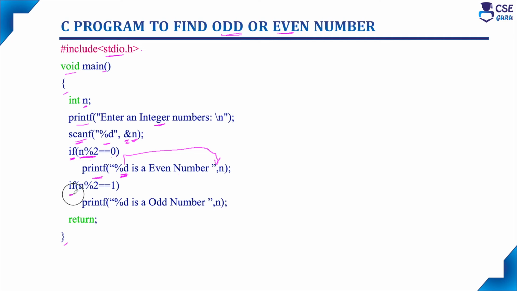Another if statement is used here to check the condition for an odd number. That is, n modulus 2 is equal to 1 means it is an odd number. So printf "%d is an odd number", where this %d also corresponds to n. Only when this condition is true will this statement execute. If the condition fails, it won't execute this statement, and the cursor will move to the next statement. So this is the simple if statement.